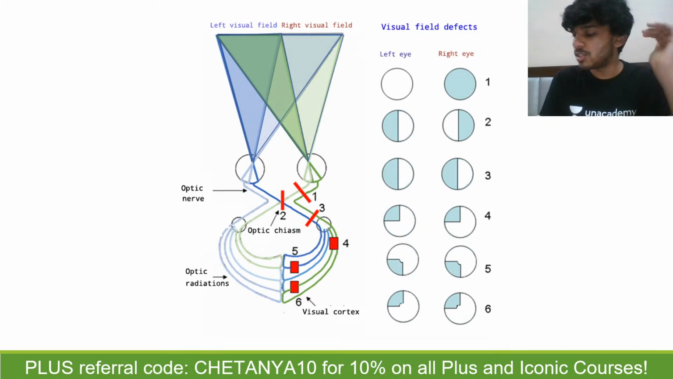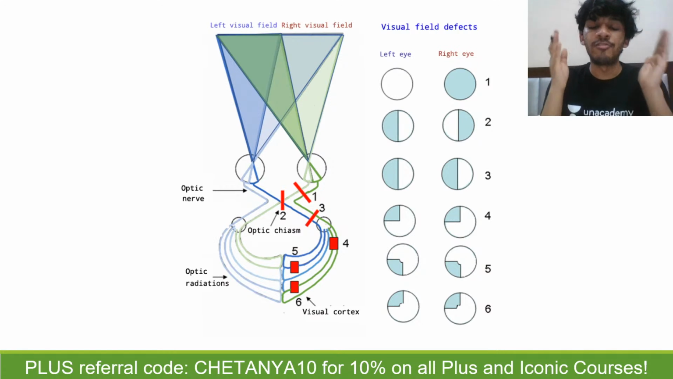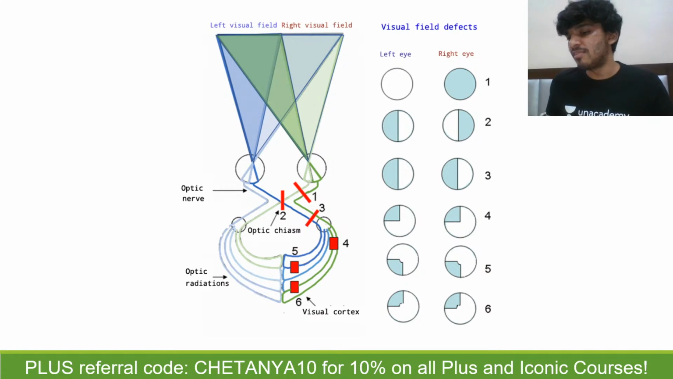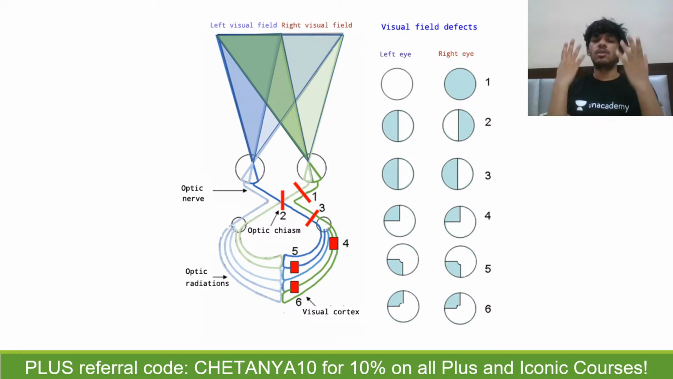Referred pain in the ear, glossopharyngeal nerve, called the Jacobson's nerve. Visual eye defects, when you will have loss of right visual field, loss of left visual field, and when you will have loss of one quarter of the vision or the visual field, and when you will have macular sparing.